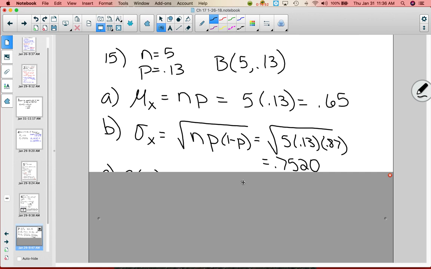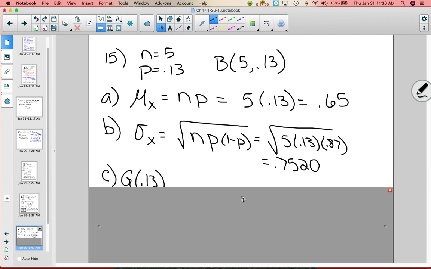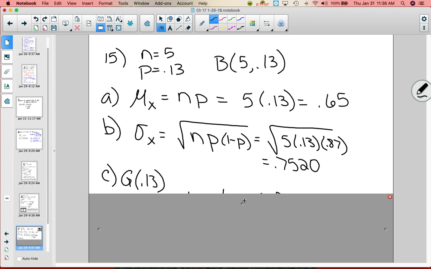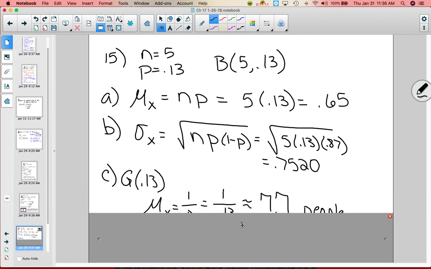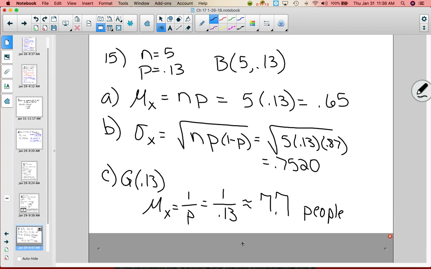Part C says, if we keep picking people until we find a lefty, how long do you expect it will take? Now this all of a sudden is shifting because they're saying, how many do you think it will take until we get our first lefty, or our first success? So now this has switched to a geometric model with a probability of success of 0.13. And if you remember, the mean for the geometric model is 1 over p. So we get approximately 7.7 people.